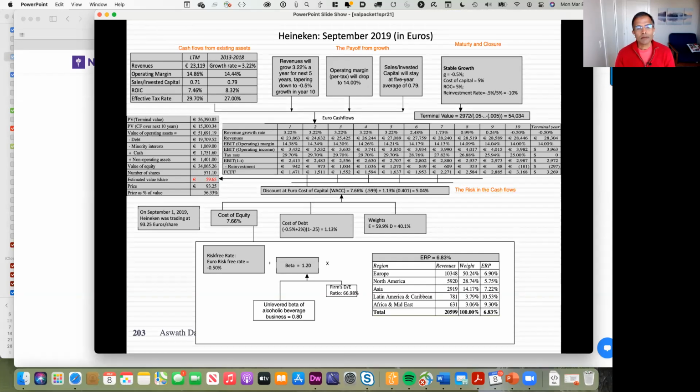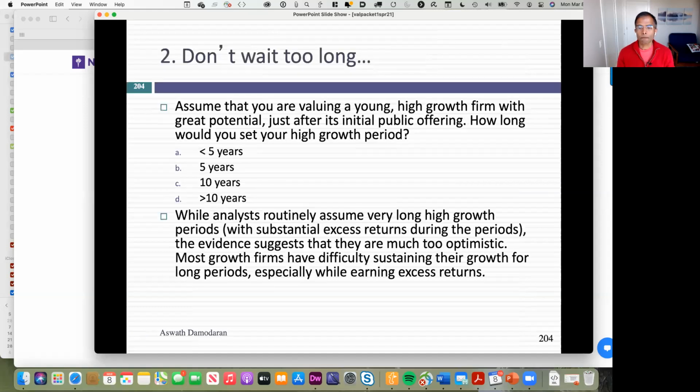Any questions? So first rule, cap your growth rate, make sure it doesn't get above the risk-free rate.